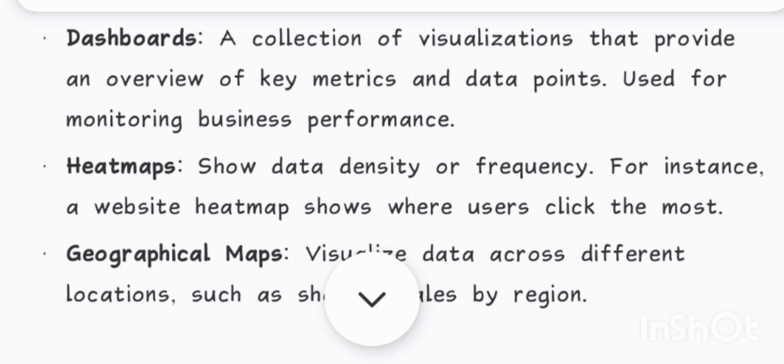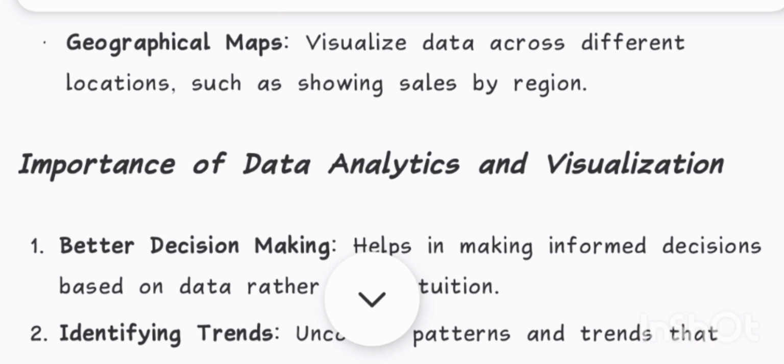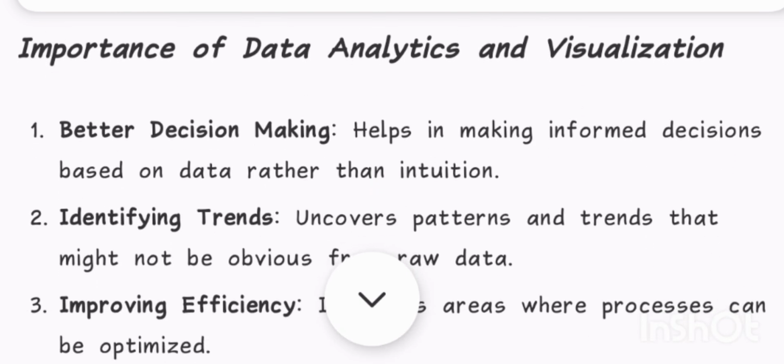Heat maps show data density or frequency. For instance, a website heat map shows where users click the most. Geographical maps visualize data across different locations, such as showing sales by region. Importance of data analytics and visualization.